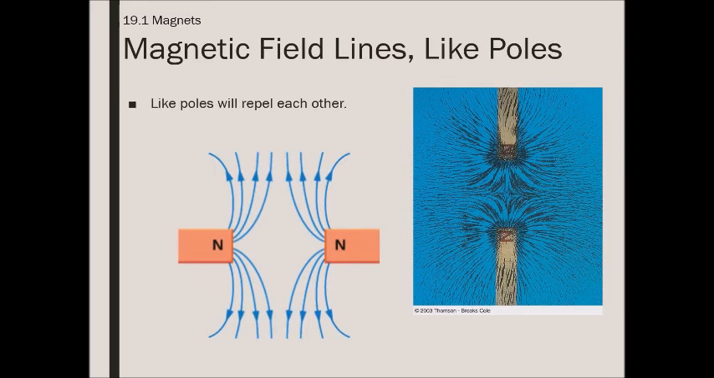Now if we look at like poles, they look very much like the electric field lines for two like charges. They look like they are spiders repelling each other. So like poles will repel each other.